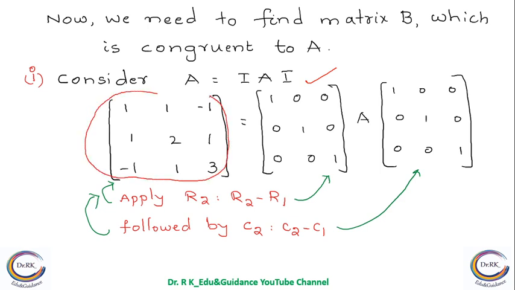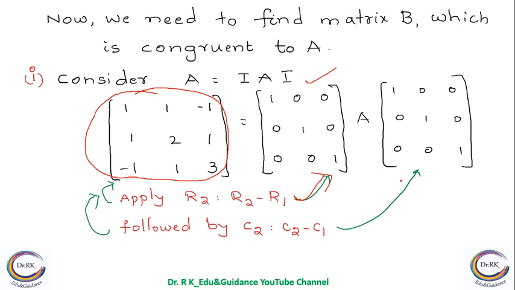So we have to convert this into a diagonal matrix, and we have to be very careful here with row as well as column operations. Whenever we go for a row operation, we have to apply it on the left-hand side matrix A and the first identity matrix. And whenever we do a row operation, immediately we have to do a similar column operation on matrix A and also the second identity matrix.